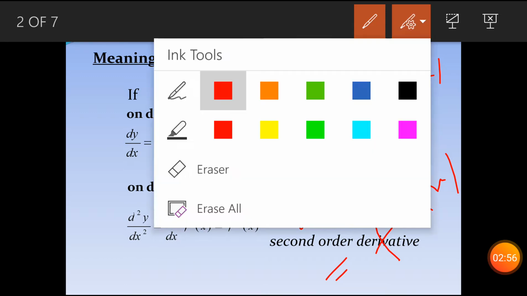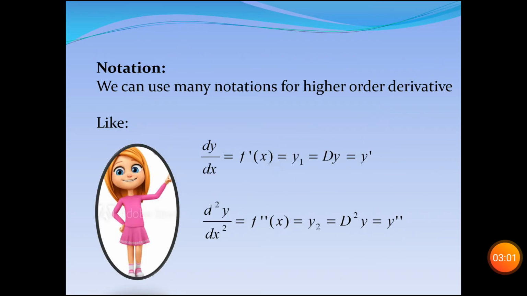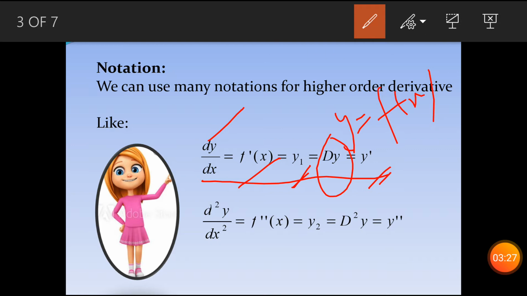Now let's talk about the notation. We use many notations for higher order derivative. Just pay attention. You can write dy/dx for the first order derivative, or you can write f'(x) that you have already studied. In place of that, we can also write sometimes y1. 1 represents the first order derivative. We can also use capital D y, that is also a representation, and we can also use y', because our function is y equals f(x). So when we differentiate it, we can also write it y'.